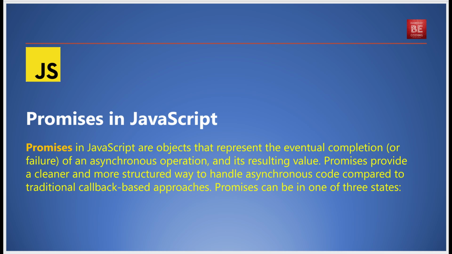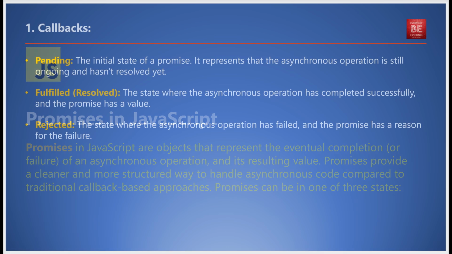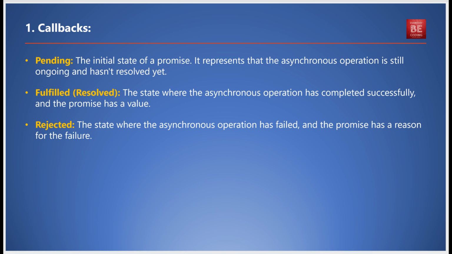In JavaScript, a promise is an object that represents the eventual outcome of an asynchronous operation. It could either be a successful completion or a failure, each with its resulting value. Promises can exist in 3 states. The pending state is the initial status of a promise, indicating that the asynchronous operation is still in progress. Then there's the fulfilled or resolved state, which signifies a successful completion of the operation, and finally the rejected state, which occurs when the operation fails.